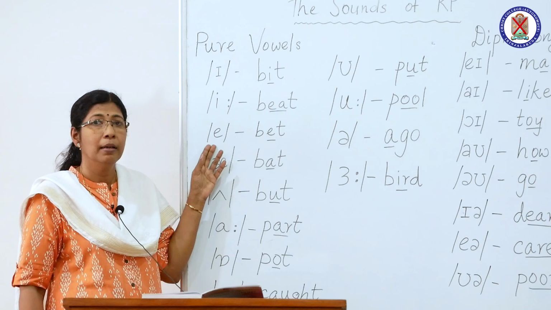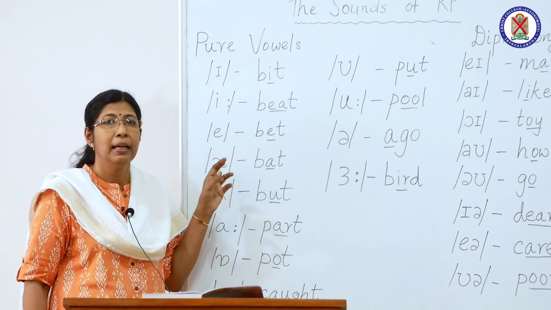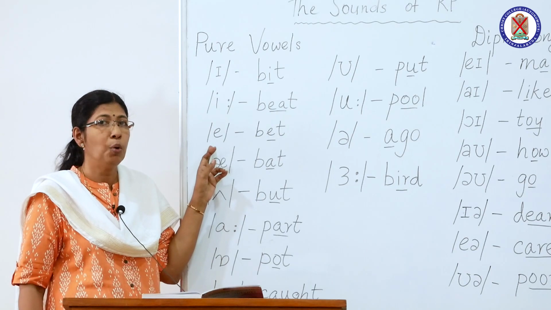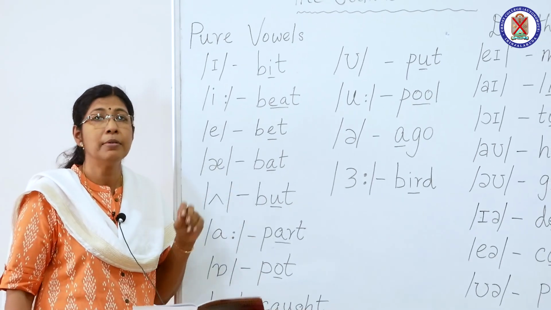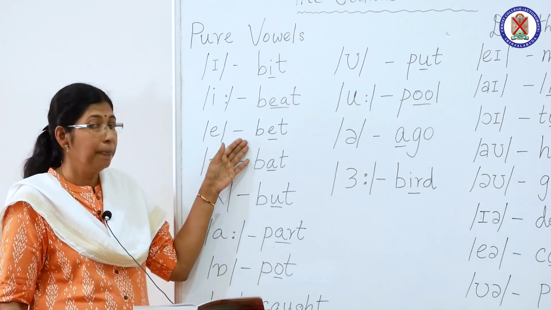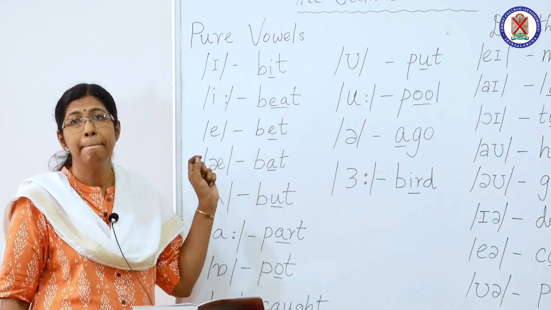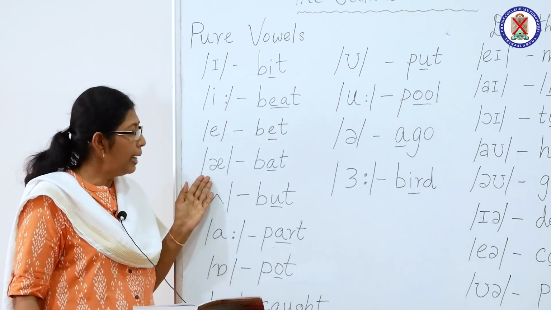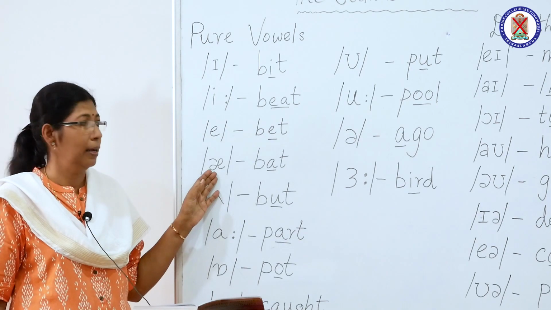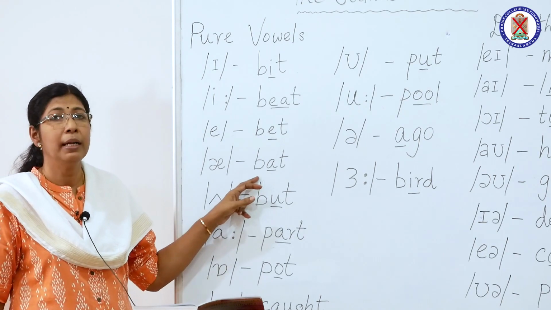The next one, very similar to the English alphabet, E. But the sound is different. Though we write it like this, it is pronounced e. Example, the sound represented by the letter E in the word bet. The next sound is a. The sound represented by the letter A in the word bat.